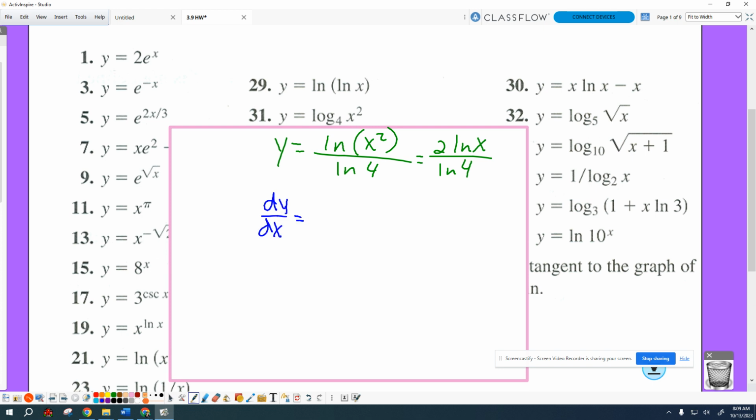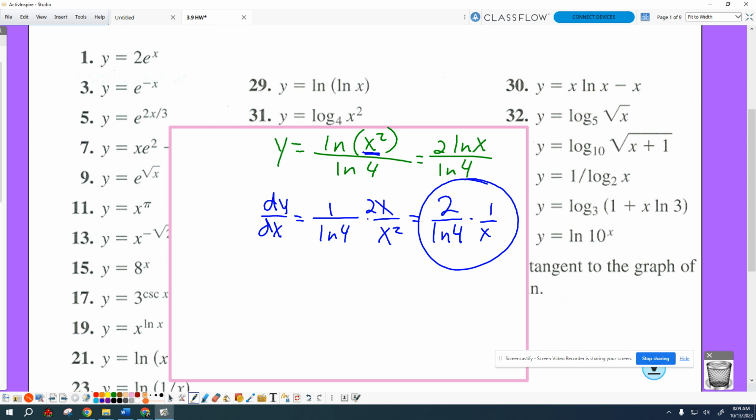dy dx equals, if I do the derivative of this one, natural log of 4 is just a number, so it's still gonna be there as a constant. So the derivative of that is 1 over that times derivative of x squared. If I do that here, 2 over ln 4 is just the number. Derivative of natural log of x is 1 over x. This one is the same. This x and one of those x's reduce, and I get the same answer.